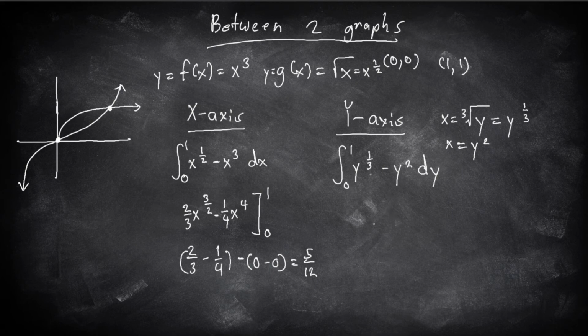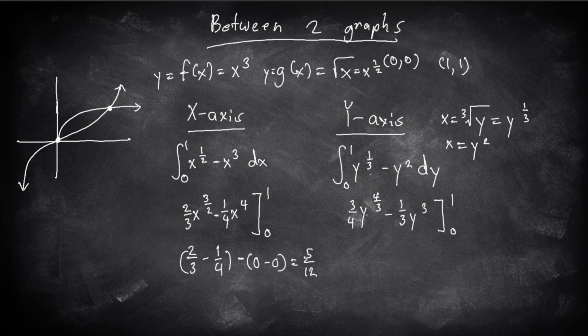Now let's take the integral. The integral of this is 4 over 3. The derivative of this is 4 over 3 y to the power 1 over 3. We don't want 4 over 3, we want 1, so we scale by 3/4, minus y to the power 3. The derivative of this is 3y squared. We don't want 3, we want 1, so we scale by 1/3. Now we evaluate it from 0 to 1.